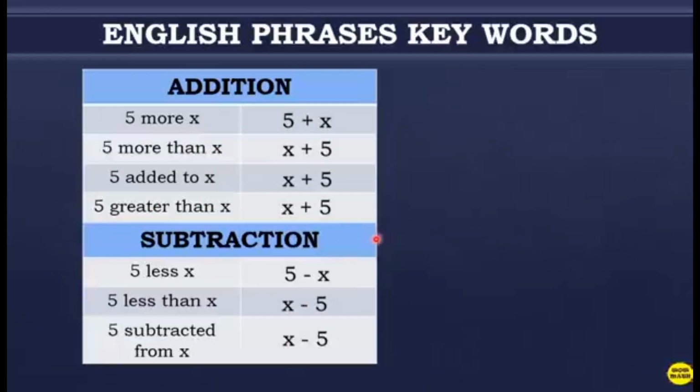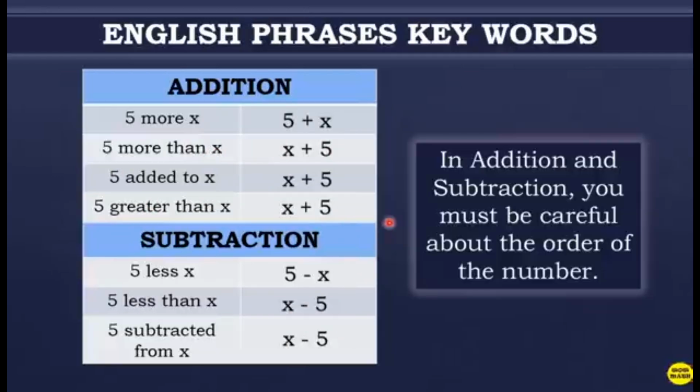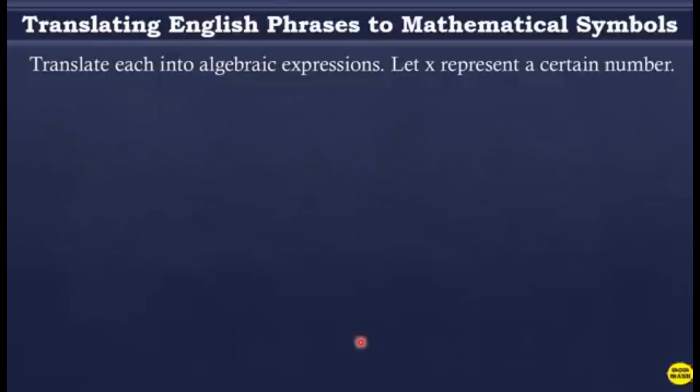Again, always remember that in subtraction and division, you must be careful about the order of the numbers. Again, I am giving emphasis and importance on this one because these are the common mistakes that we encounter. So let us have some examples now. We are going to translate English phrases to mathematical symbols.